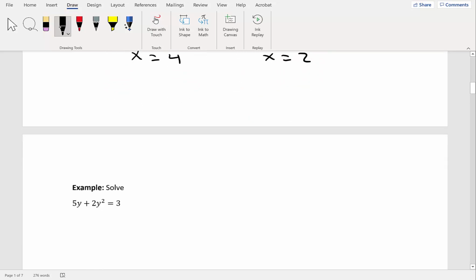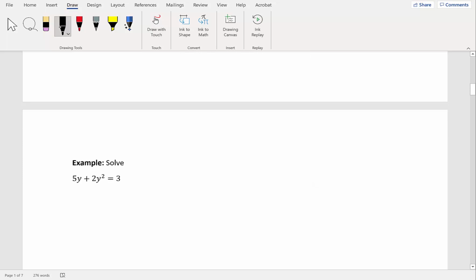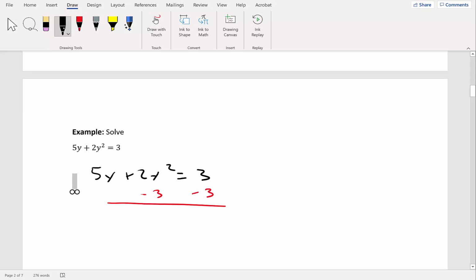Solve. We have 5y plus 2y squared is equal to 3. Now first, let's get one side equal to 0, so let's subtract 3 from both sides. And now the left-hand side, let's write this in standard form, in descending order. So we want to write our highest exponents first, and then work our way down. So we have 2y squared plus 5y minus 3 equal to 0.